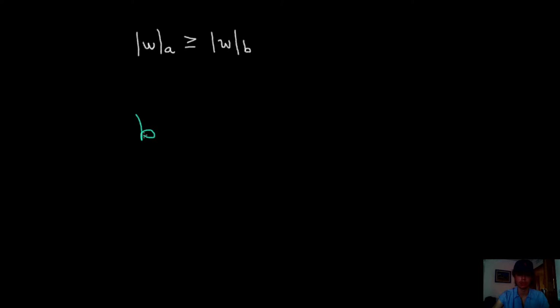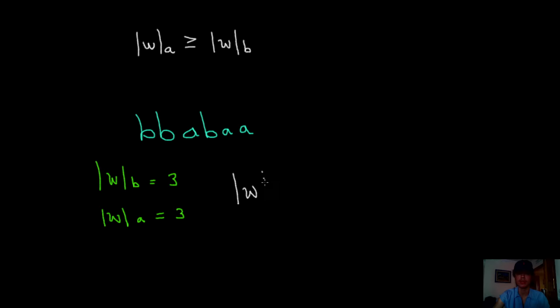Now consider the word BBABA. Let's break down this word. Is this word a valid word for this language? Well, let's count how many B's we have, for instance. We have a total of 3 B's. How many A's? We can see that we also have 3 A's. So, since they have the same amount, the condition that the number of A's is greater or equal to the number of B's is also met. In this case, they are equal. So we conclude, again, that this word belongs to the language.